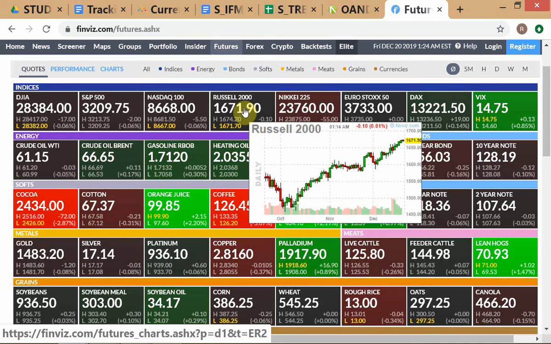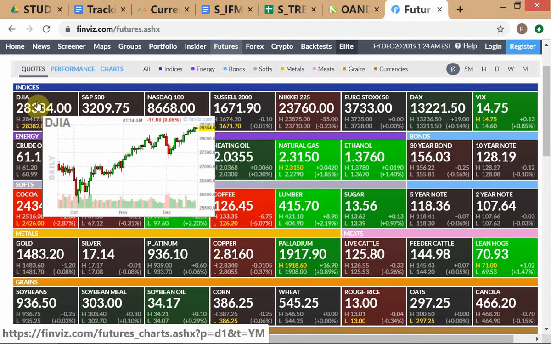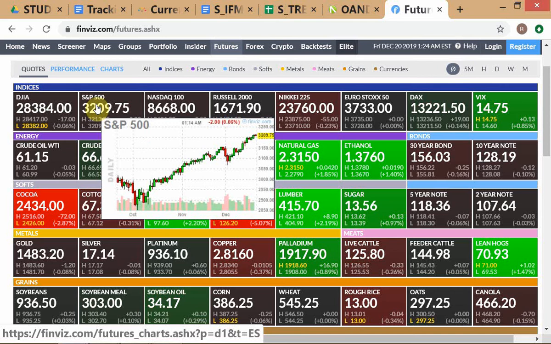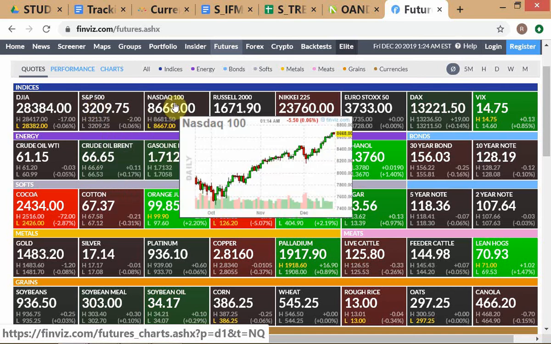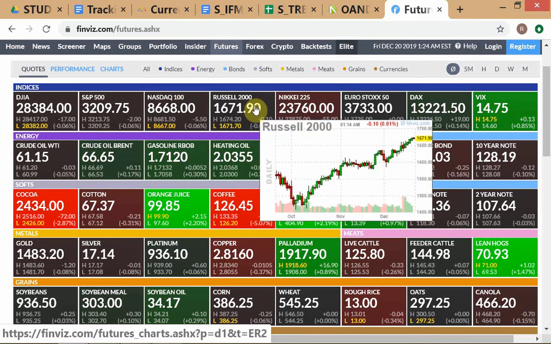So Russell 2000 is a stock market index. It's an index of small cap companies. These indices in the US are all different. The Dow has only 30 stocks. It's a very narrow index of large cap companies. The S&P 500 is a value weighted index. It's a broad large cap index. The Nasdaq 100 is largely technology focused. And the Russell 2000 is a small cap index, 2000 small cap companies in the US. So they're all different.